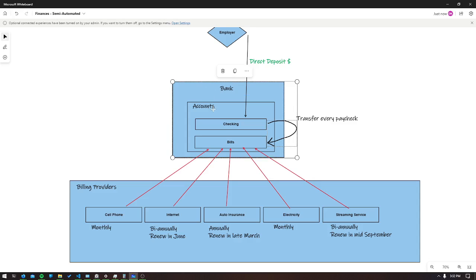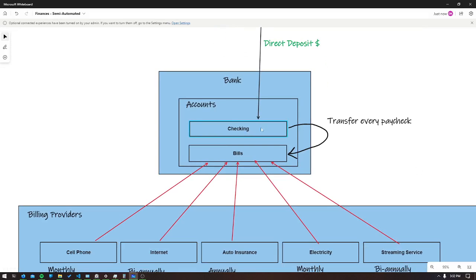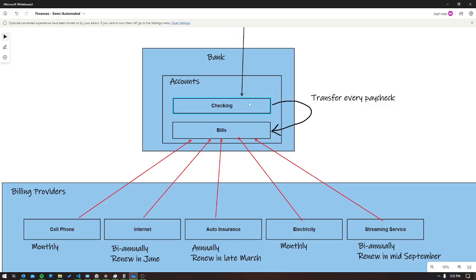Inside of your bank, let's say that you have a checking account, and then you have an account that you pay your bills with. So every so often your employer direct deposits some money into your checking account, which you've set up for a direct deposit, and then every time you get a paycheck, let's say that you have a rule to automatically transfer however much money into your bills account every paycheck. So for example, let's say your bills total up to $1,000. So we transfer $1,000 into this bill account every paycheck.